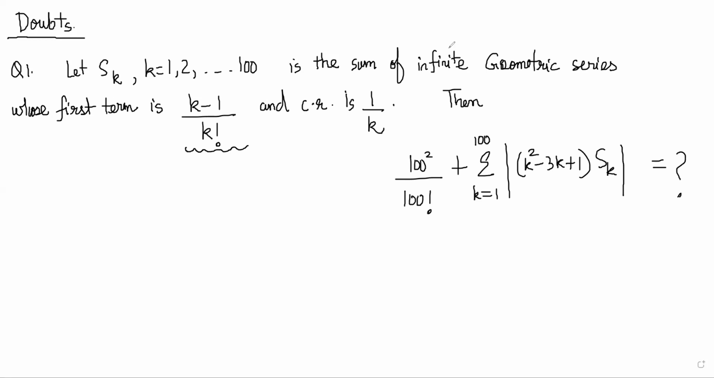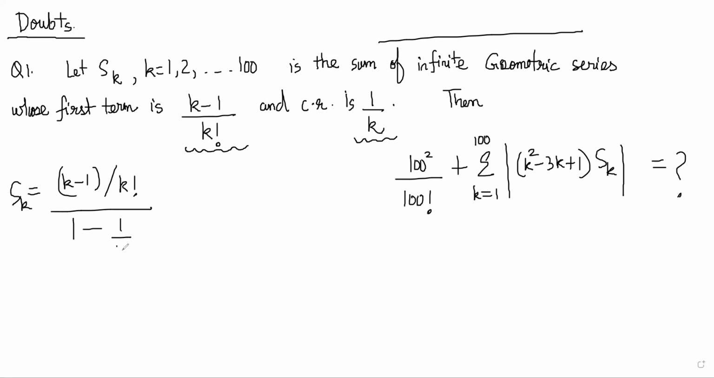First of all, sum of infinite GP with common ratio 1 by k. So S of k would be k minus 1 by k factorial divided by 1 minus 1 by k, right? Yes, sir. So basically this becomes k minus 1 by k. The k minus 1 will get cancelled. So you have 1 by k factorial and 1 by k here, so this is 1 by k minus 1 factorial. This is your S of k, correct? Or it is basically k by k factorial.